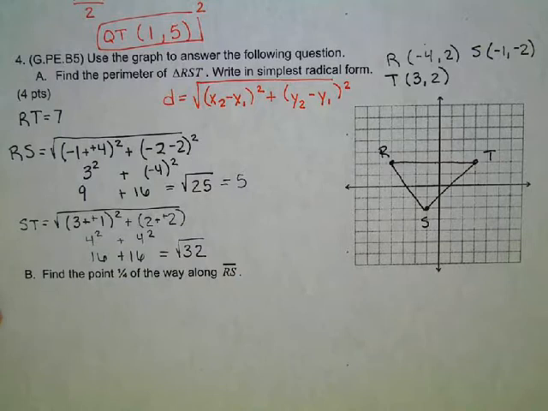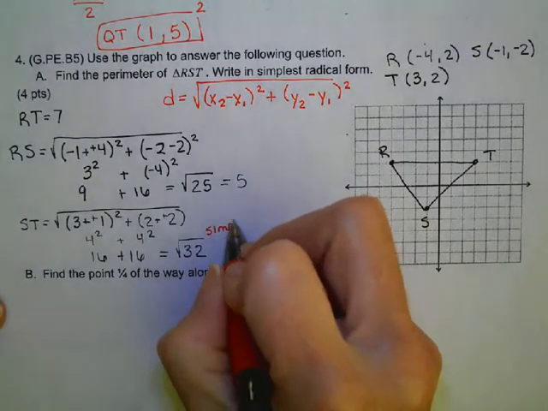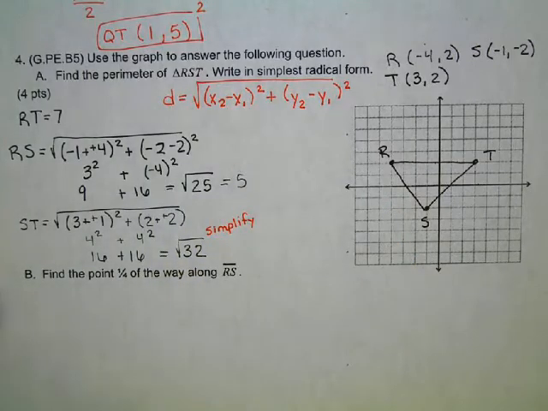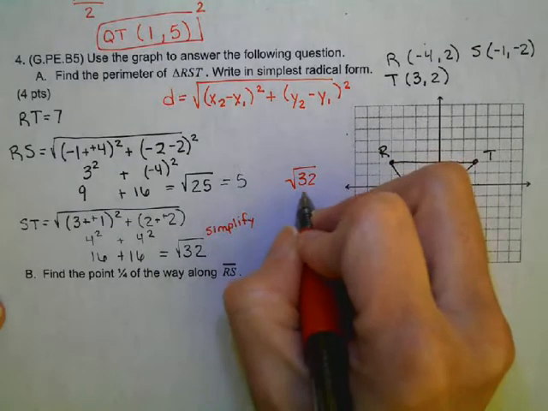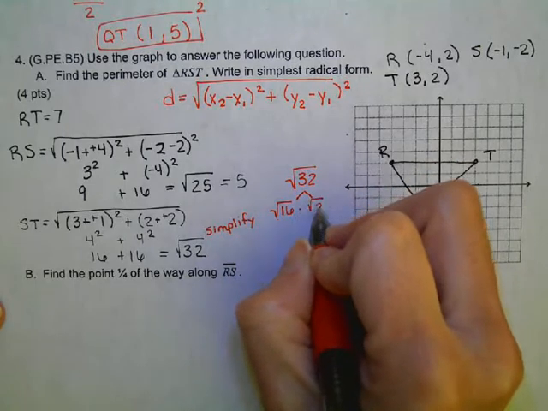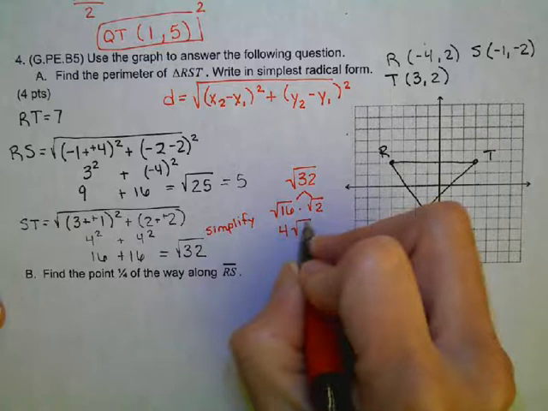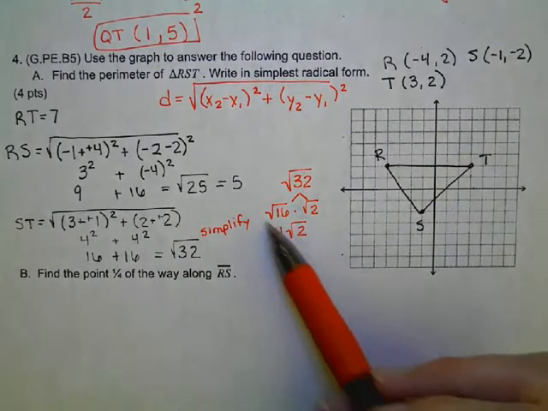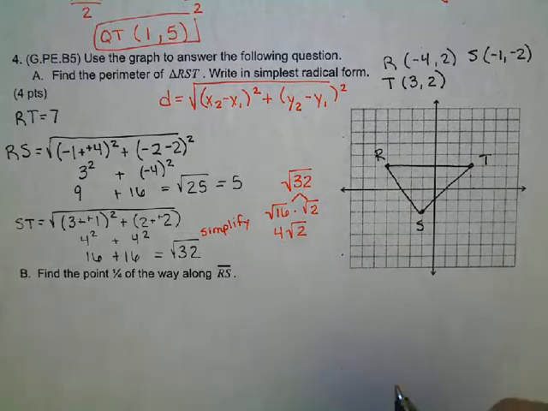Well, 32 is not a perfect square, but it can be simplified. So we need to simplify 32. So 32 can be broken down to 16 times 2, because 16 is a perfect square. So that would be 4 square root of 2. Remember, when you're simplifying a radical, the perfect square goes on the left, because that's the number you can square root, and you want that number in front.